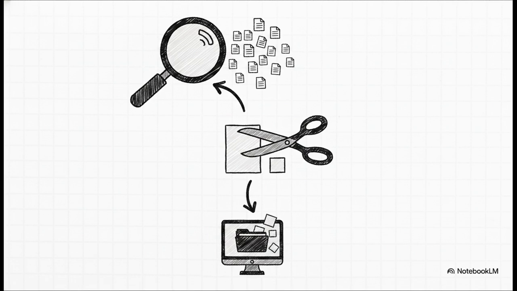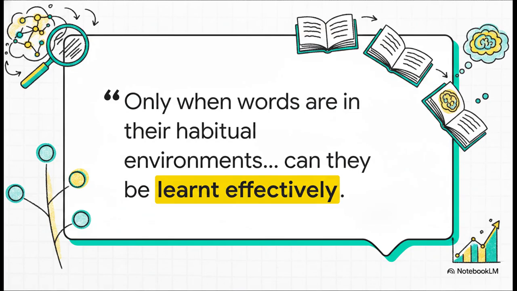From there, you can just use your computer's standard find facility to act as a basic concordancer, noting down the grammatical patterns and synonyms the experts are actually using. And this brilliantly illustrates the entire philosophy of data-driven learning. Like the researcher Wu noted way back in 1992, only when words are in their habitual environments can they be learned effectively, interpreted properly, and used appropriately. Concordancing replaces all that boring top-down instruction with active discovery. Honestly, it just lets the data teach you.